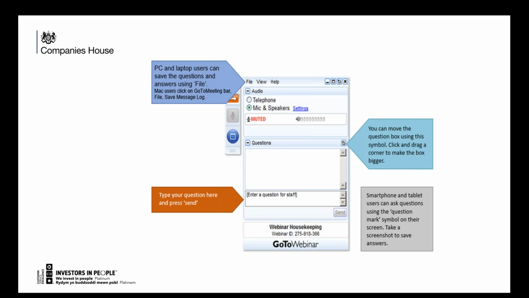So in today's webinar, we're going to be looking at what you need to know if you're thinking of starting a community interest company. We'll be having a couple of polls as we go through today's presentation. So if you want to join in there, then please do so.